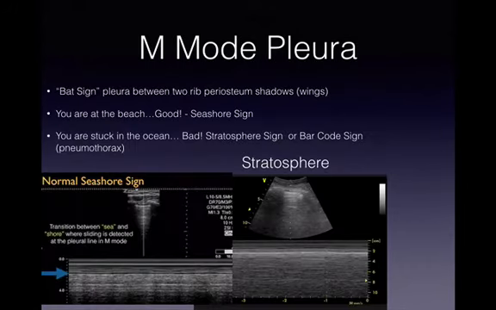So to use M mode for the pleura, we're again going to look at the bat sign, which is the pleura between 2 rib periosteum shadows, which are the wings of the bat. If you see a lot of movement below the pleura, then you're at the beach, and that's good. That's a seashore sign. If you see no lines beneath the pleura, then that's bad. That's called the stratosphere sign or barcode sign, and that signifies a pneumothorax. So on the left, we see the normal seashore with movement below the pleural line. The stratosphere sign, we see no movement below the pleural line.